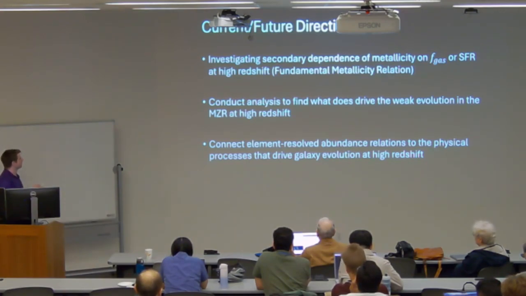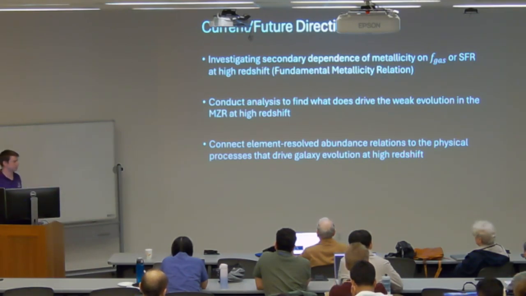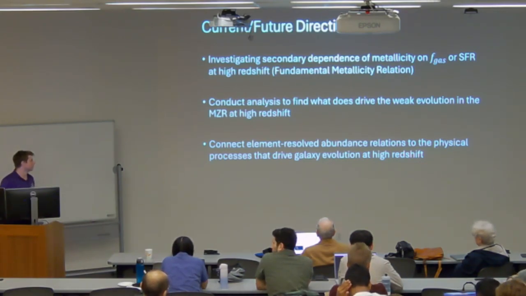I'd like to quickly mention some current and future directions, things I'm working on now. The first is investigating secondary dependence of metallicity on F-gas or on star formation rates at high redshift. So this is basically looking at any version of the fundamental metallicity relation being present in our simulations. We're also actively conducting analysis to find out what does drive the weak evolution in the MZR at high redshift. So it's one thing to shoot other explanations down, but we would like to provide our own explanation.